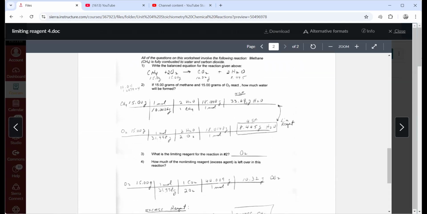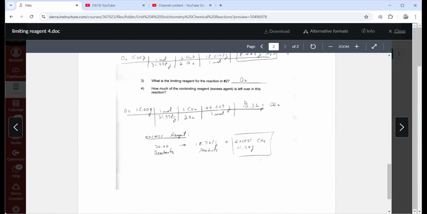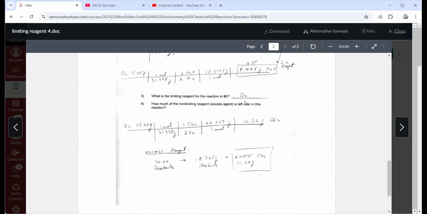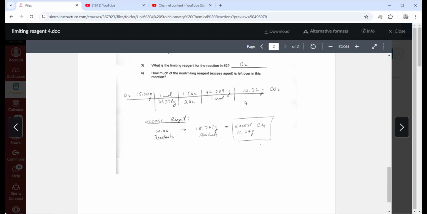So this is what it's going to look like. This is all for one problem. We have 2 calculations to determine what limits the reaction. We have another calculation here to determine the excess, what's left over. Then we have another reaction down here looking at the excess. And the only thing missing is theoretical yield. I'm going to go over that on Friday as well.